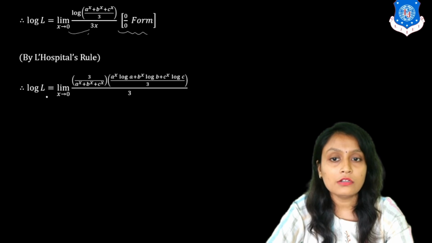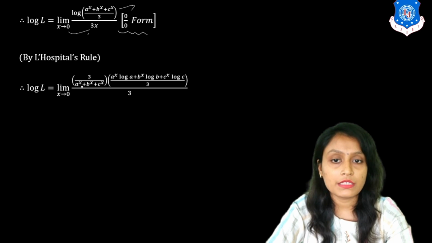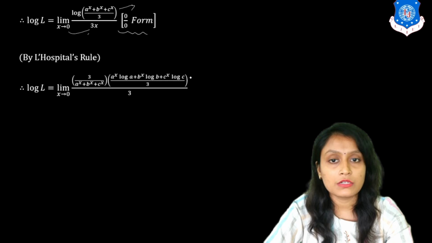So you will get log L equals limit x tends to 0. Firstly, take the derivative of this term. We know the derivative of log x is 1 upon x. So you will get here 3 upon (a raised to x plus b raised to x plus c raised to x). And now we have to take the derivative of this term. So you will get (a raised to x into log a plus b raised to x into log b plus c raised to x into log c) upon 3. And the derivative of 3x is 3.